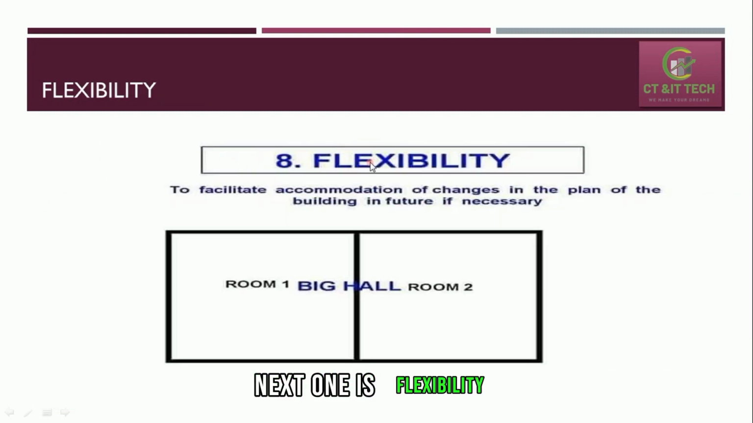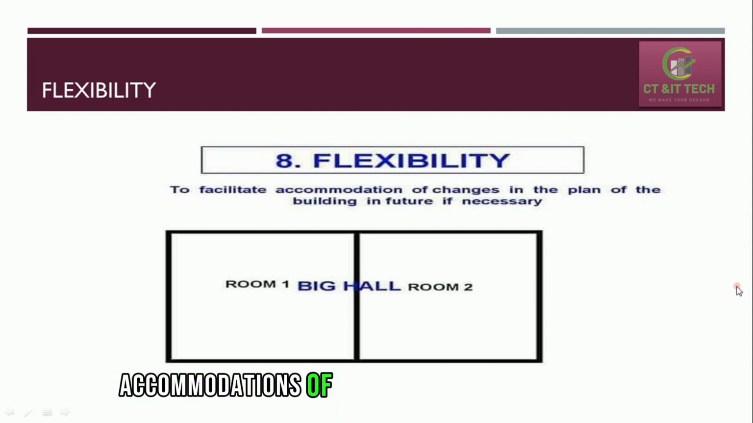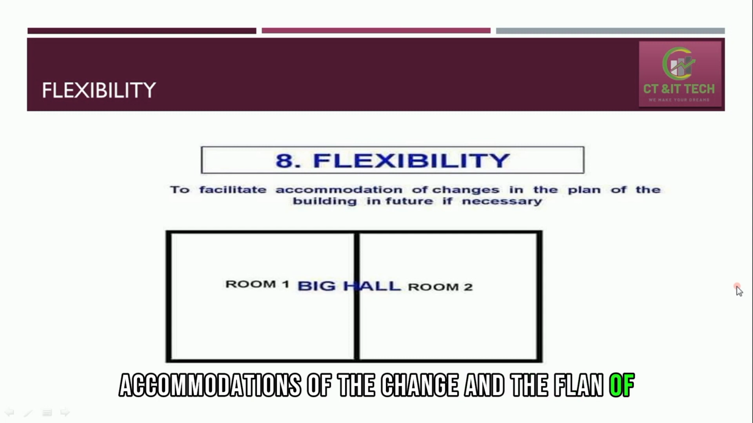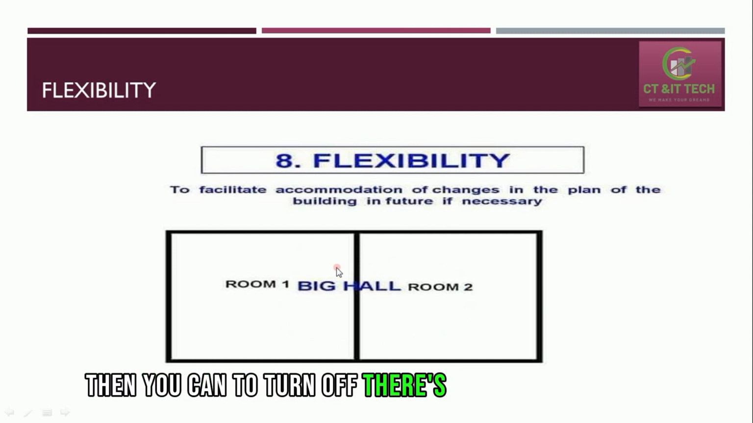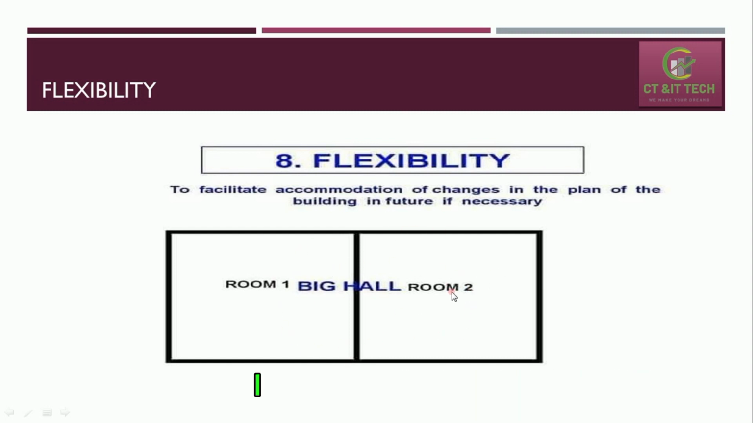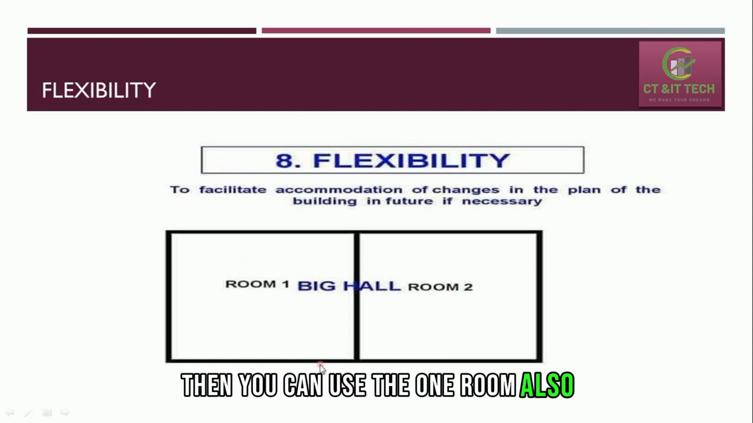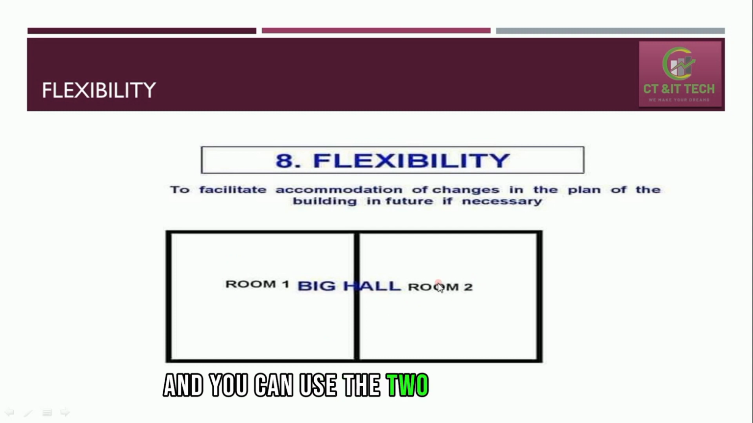Next one is flexibility. Flexibility is the accommodation of changes in the plan of the building in future as necessary. For example, room 1, a big hall, and room 2 can be joined into one hall. That is flexibility. You can use it as one room, or you can use it as two rooms.